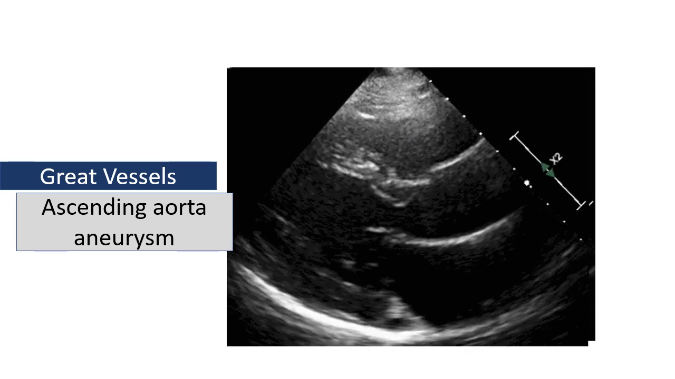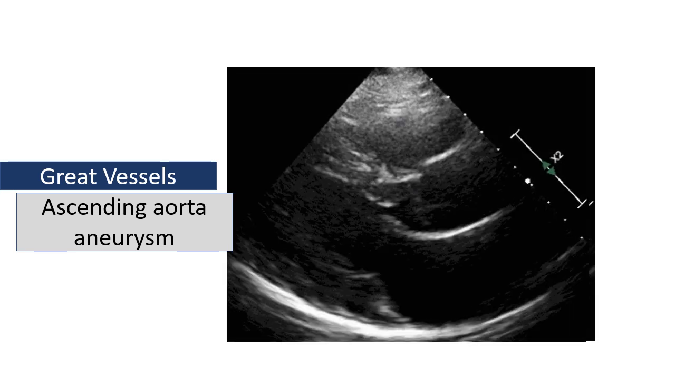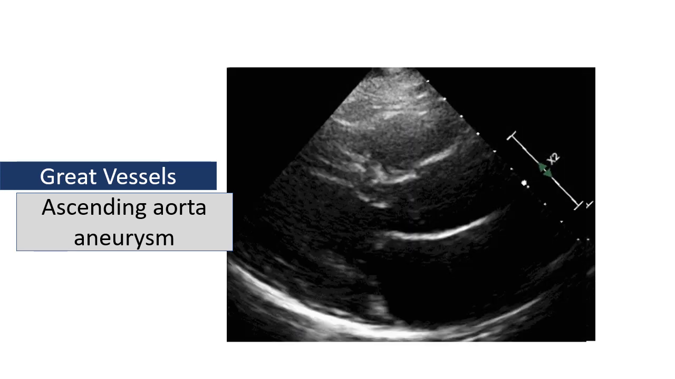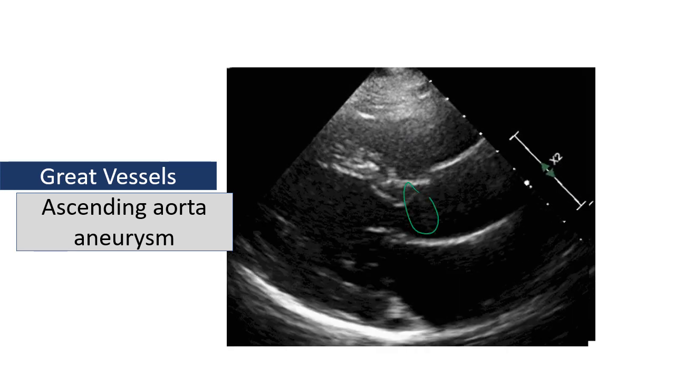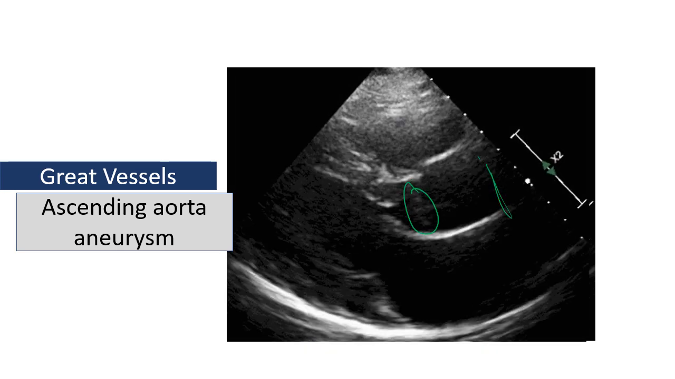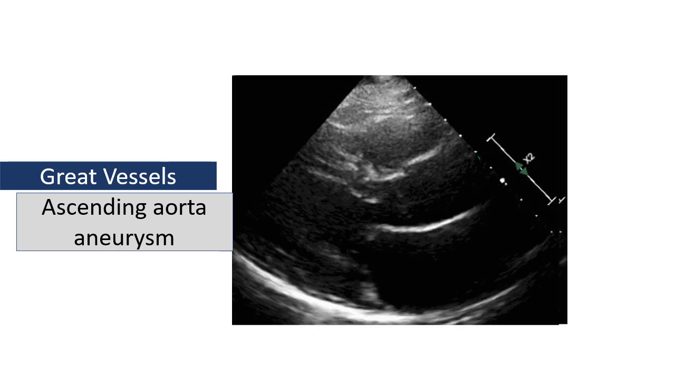Another pathology we shall notice here is the problems with the ascending aorta. And here you can identify the presence of normal aorta. This is the normal aortic valve, and this is the normal ascending aorta. This is normal reference.